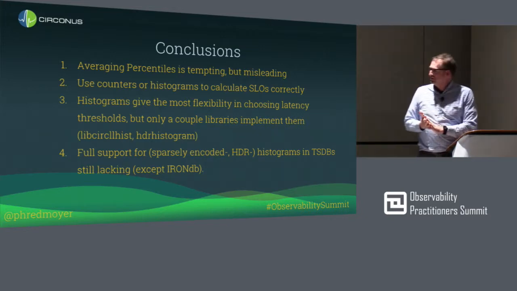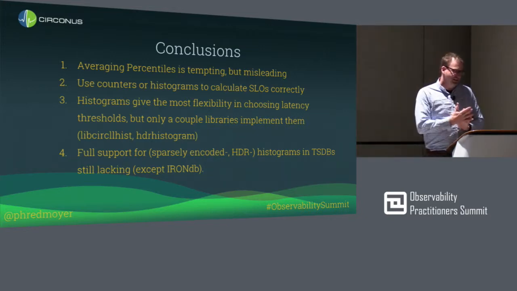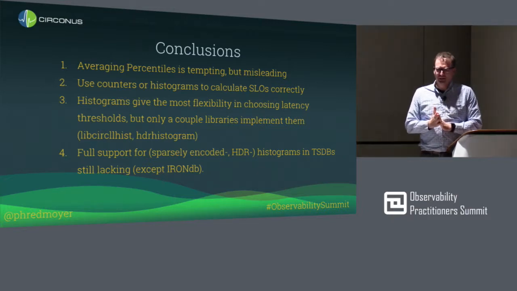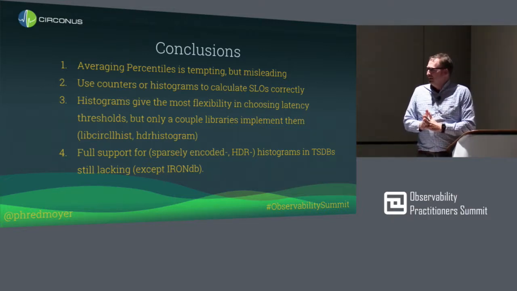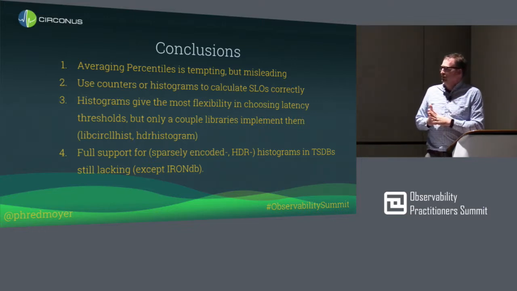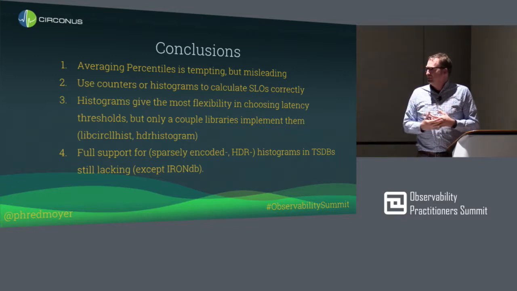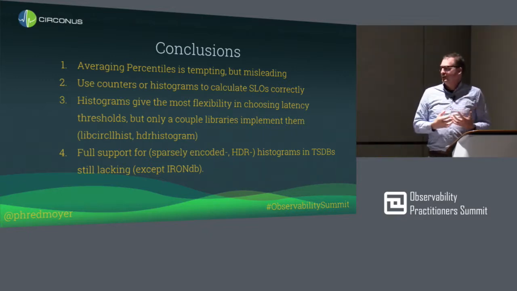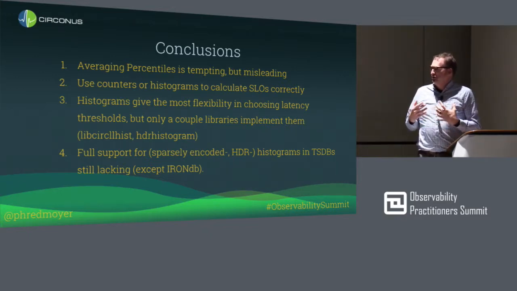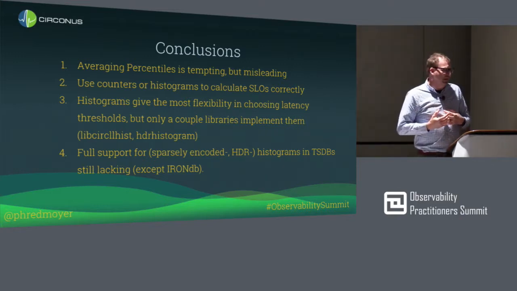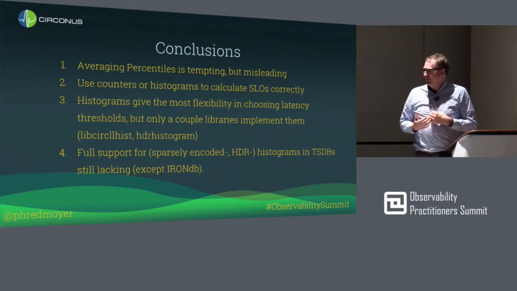So some conclusions. Averaging percentiles, tempting, but misleading. Don't do it. Counters can be used to calculate SLOs correctly. It's a really easy approach, but it's a little bit inflexible. Histograms give you the most flexibility in terms of choosing latency thresholds, but there's only a few libraries out there that you can use to implement them.